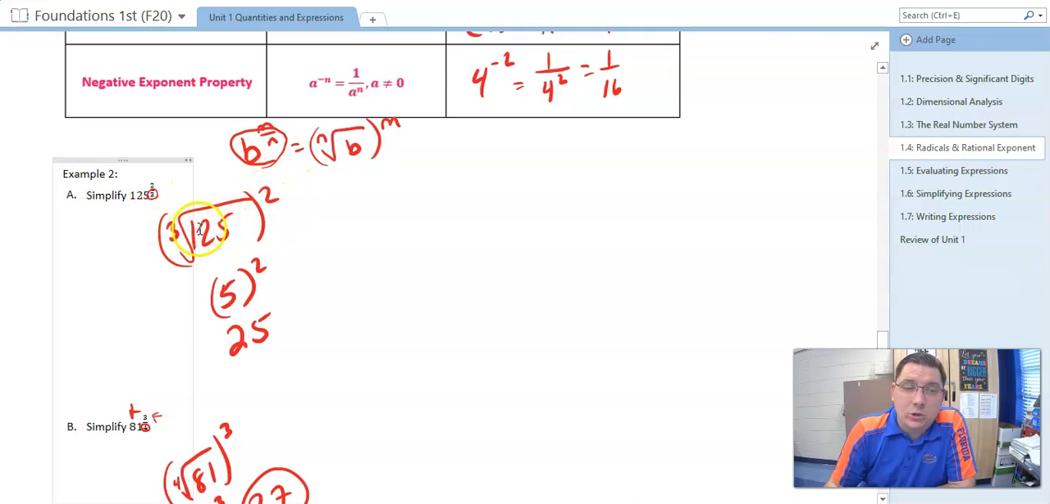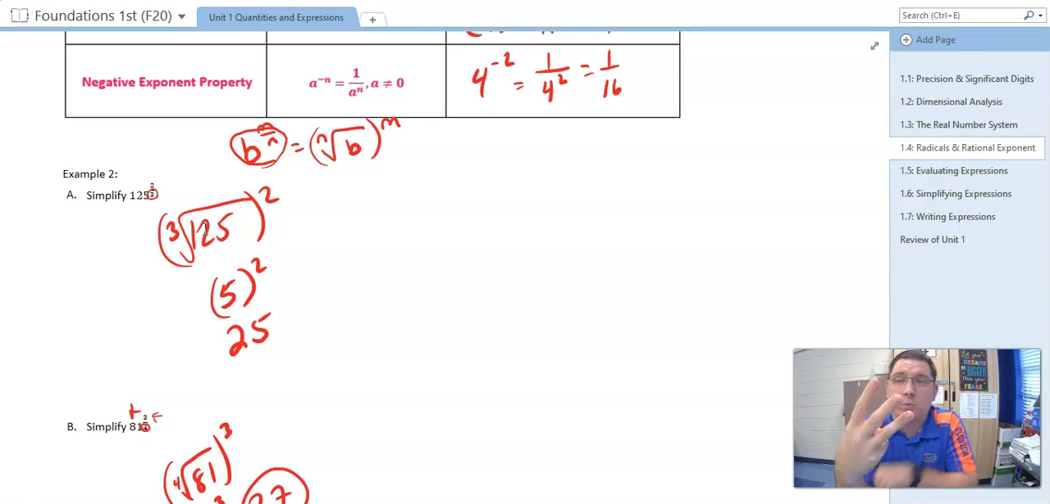And so I can take the cube root of 125. And so what times itself gives me 125? Well, 5 times 5 times 5. Because 5 times 5 is 25, and 25 times 5 is 125. And then it told me to square that number, so 5 squared is 25. Okay? So remember what goes where with those problems.